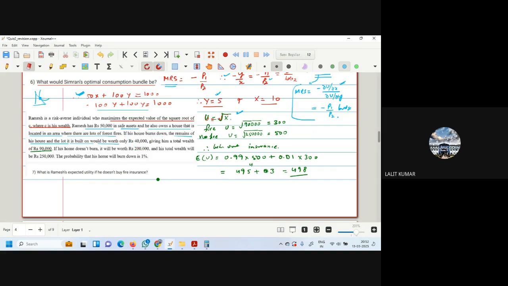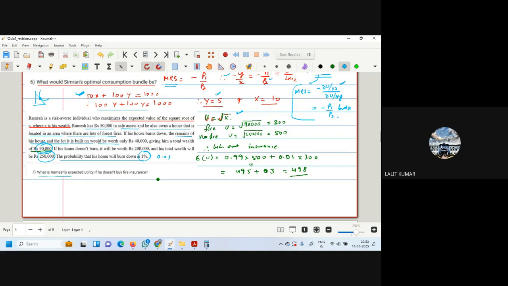So state 1 is 90,000. If his house does not burn, it will be worth rupees 200,000. Total wealth will be 250,000. So this is your state 2. The probability that his home will burn is only 1%, which is 0.01.